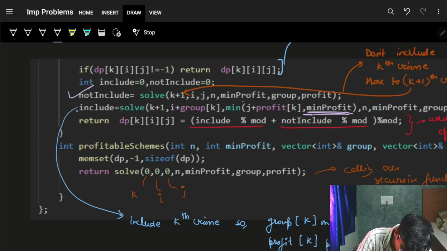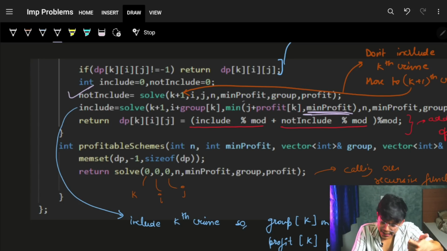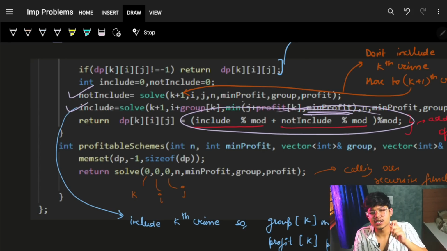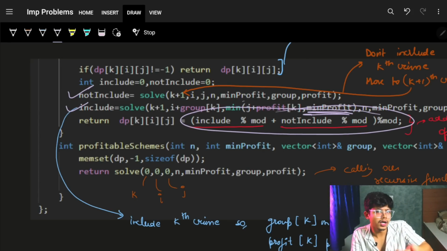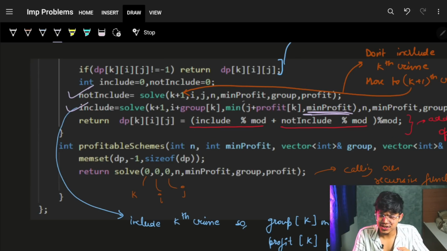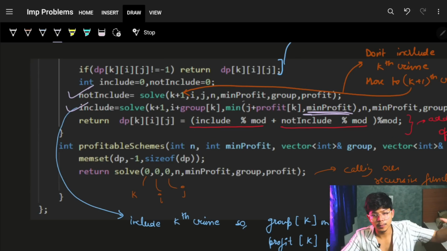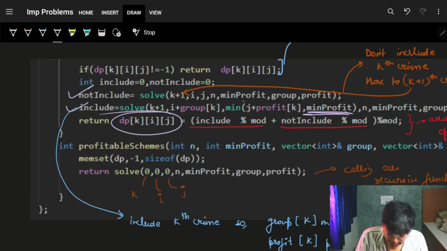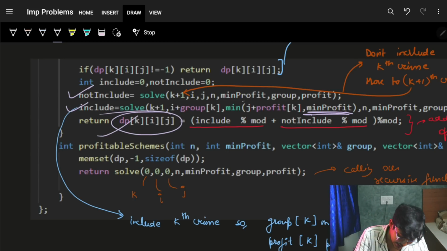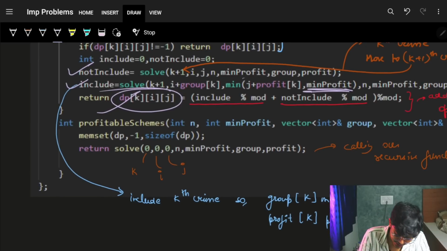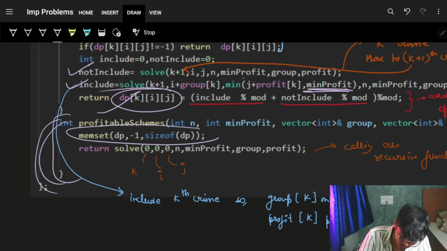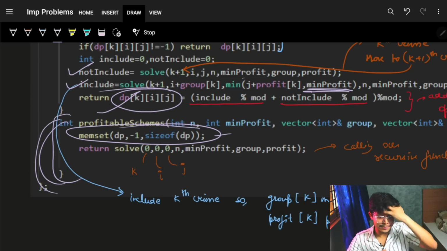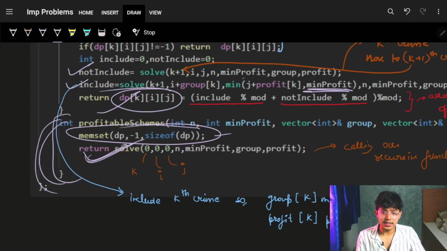Ultimately, when you have executed both, which means included the crime and not included the crime, you can just add both the possible values. It's just mod addition which you have to do. I hope that you guys know this mod addition. It is just doing a mod every time we do an operation, which means add, subtract, multiply, divide, anything. Ultimately, I store it in this dp state, and here is the actual main function where you do a memset of this dp by -1 to say the dp is being initialized, and ultimately call this recursive function.